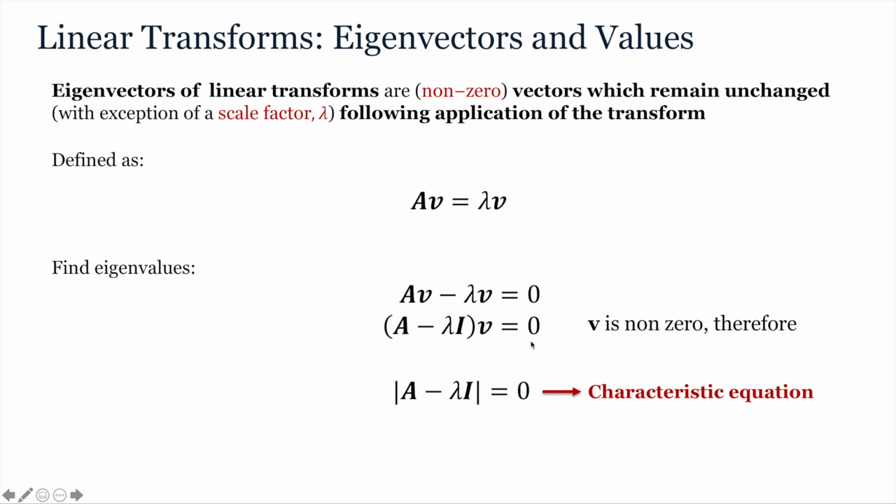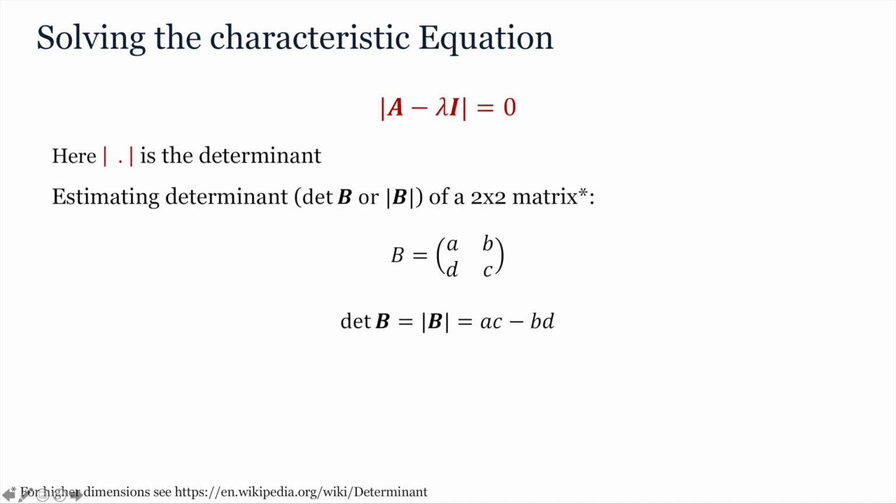And as the eigenvectors are non-zero by definition, this means that instead A minus lambda I, or more specifically its determinant, indicated by these parallel lines, must be 0. Note I here is the identity matrix with ones on the diagonal. So what we want to do is estimate the lambdas that make this determinant return 0.